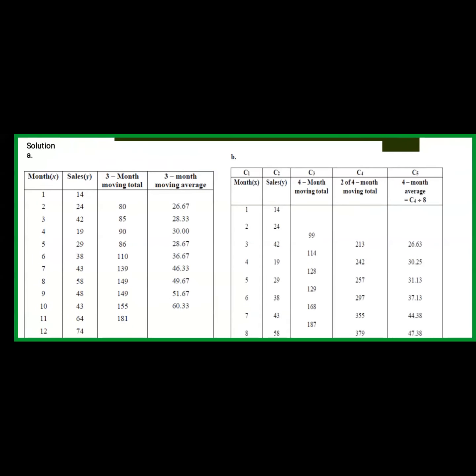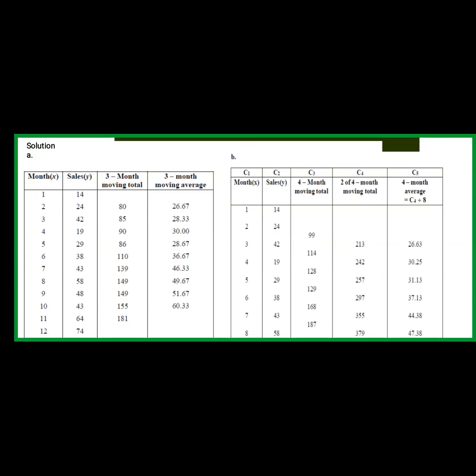Last column says what? C5. That is why the C4, the fourth column, says 2 of 4. Telling you you are going to add 2 figures that comprise 4 moving totals. So the English will be confusing at the beginning. But when you solve it, you will understand more of what they mean by 2 of 4. We add 2 figures of the 4 moving total. That's what it means. So for this last one, you can see they say 4-month moving average.